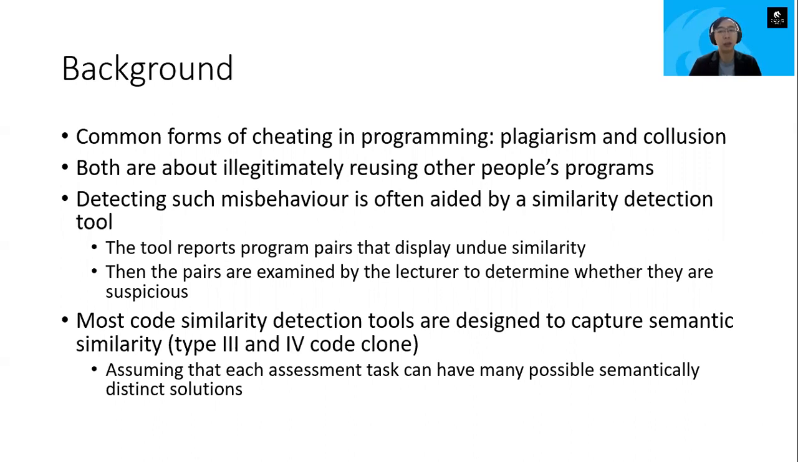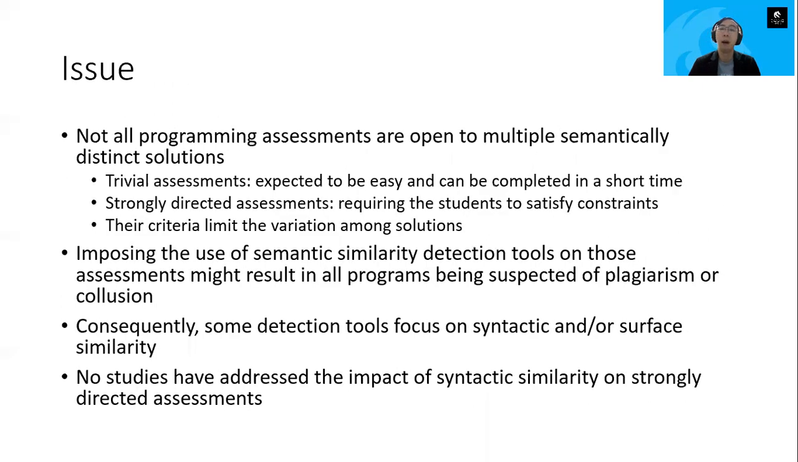Most code similarity detection tools are designed to capture semantic similarity, which is type 3 and type 4 code clone, assuming that each assessment task can have many possible semantically distinct solutions. But there is an issue here. Not all programming assessments are open to multiple semantically distinct solutions. For example, trivial assessments expected to be easy and can be completed in a short time, and strongly directed assessments requiring the student to satisfy constraints. Clearly, their criteria limit the variation among solutions.